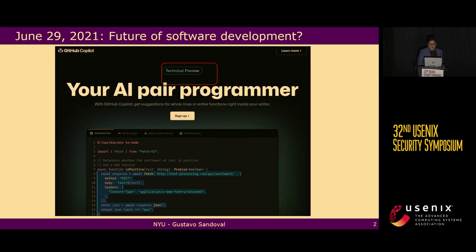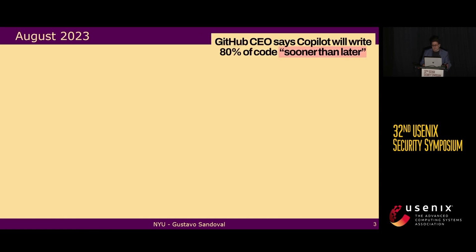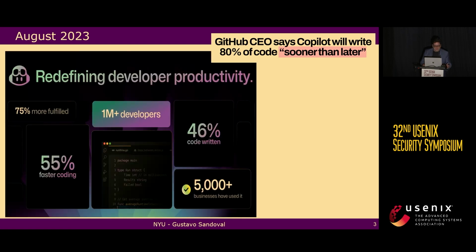At this point, probably everybody has heard about Copilot and large language models. This all started a couple of years ago in 2021 when Microsoft and OpenAI released a limited version of GitHub Copilot. Now, 2 years later, researchers and CEOs alike are saying that Copilot will write most of the code. Here's a quote from the GitHub CEO that says that Copilot will write 80% of the code sooner or later. And it's in use by 1 million developers. In our work, we're going to investigate how good these AI models are at writing secure code.